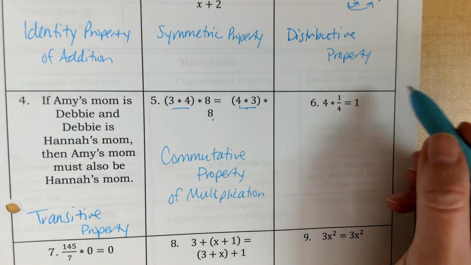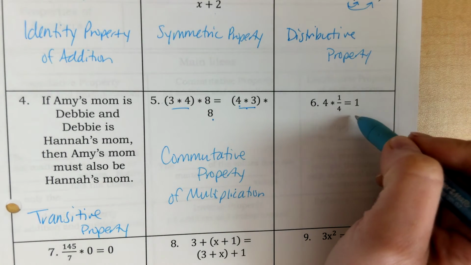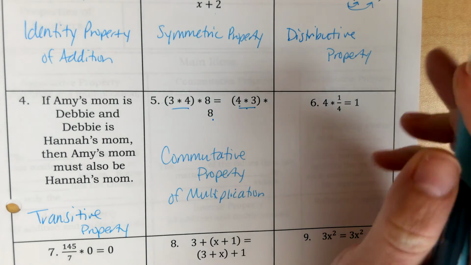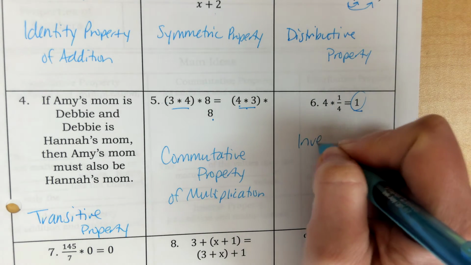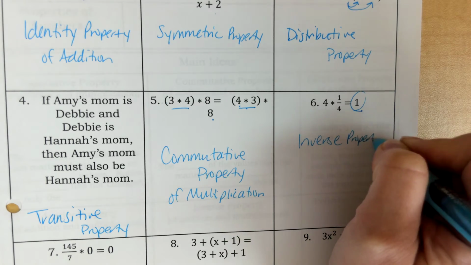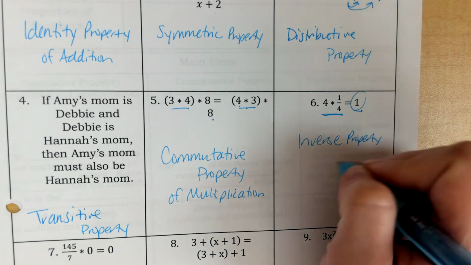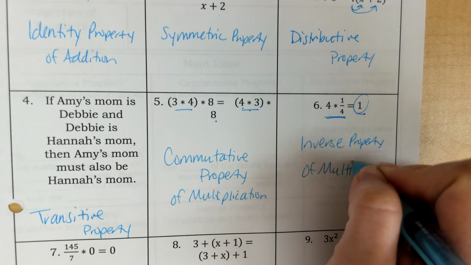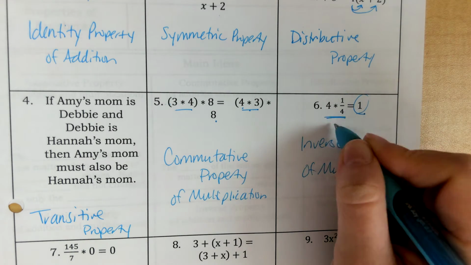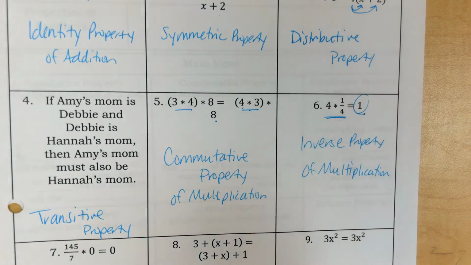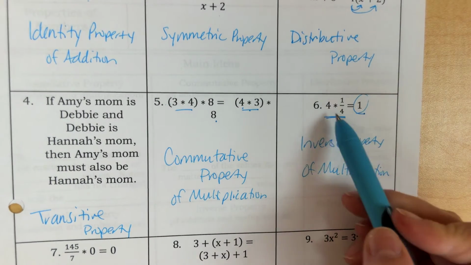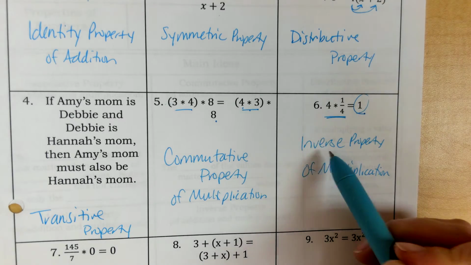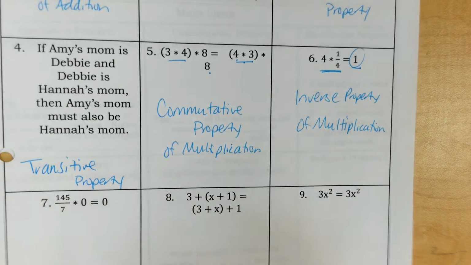Now look at number 6. On number 6 we have 4 times 1 over 4 is equal to 1. So we've taken a number and multiplied by the flip of that number, and it's given us 1. That shows me that this is an inverse property, because I'm using the inverse, and it's the inverse property of multiplication, because I'm using the inverse of that 4 to cancel it out. Again, I'm using that phrase lightly, but we're basically trying to undo that 4, so we multiply by the reciprocal of it, or the inverse of it. So this is the inverse property.